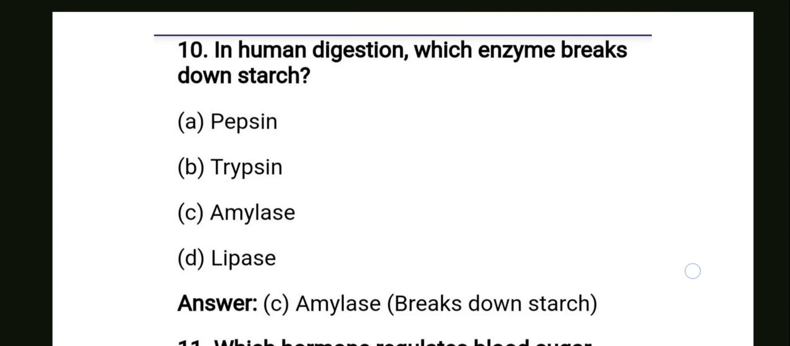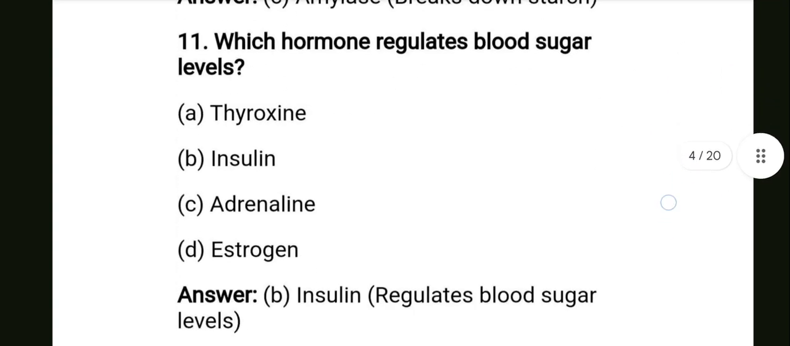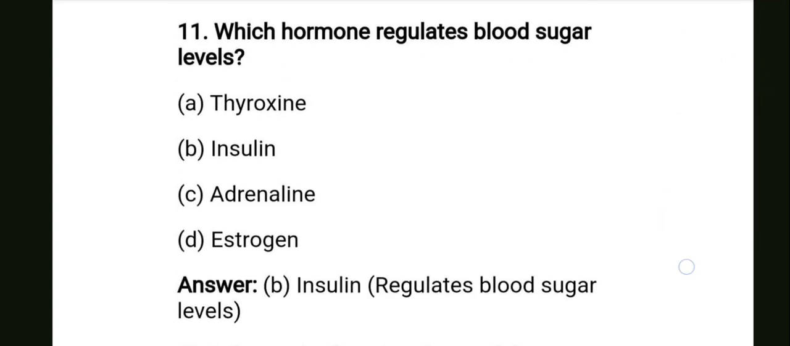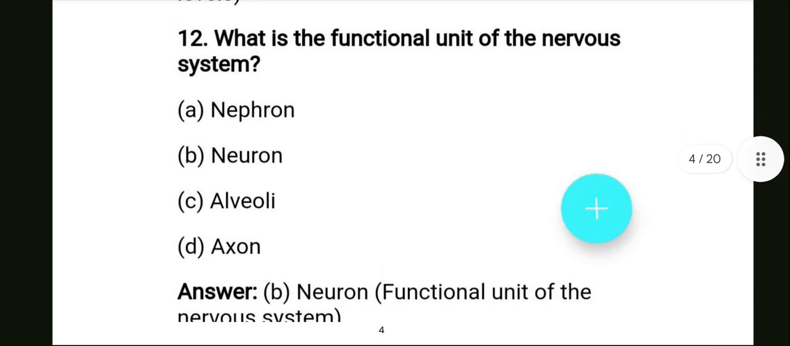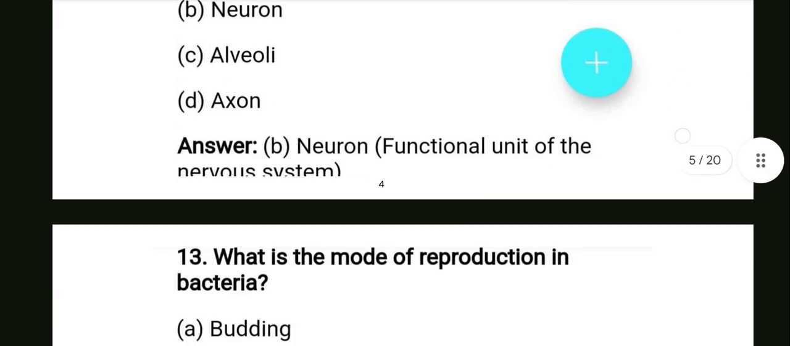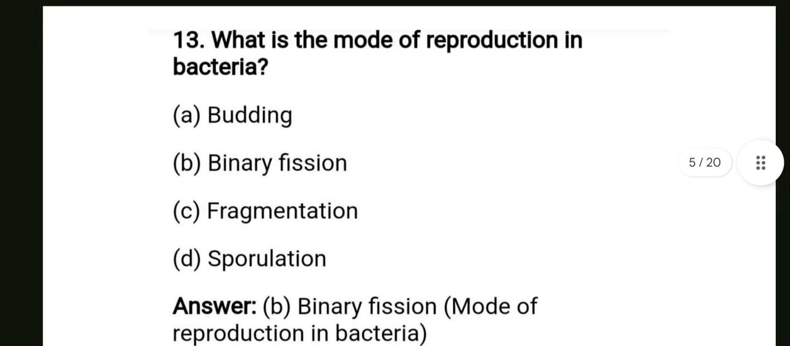In human digestion, which enzyme breaks down starch? Option C, amylase. Breaks down starch. Which hormone regulates blood sugar level? Option B, insulin. What is the functional unit of the nervous system? Option B, neuron. What is the mode of reproduction in bacteria? Option B, binary fission.